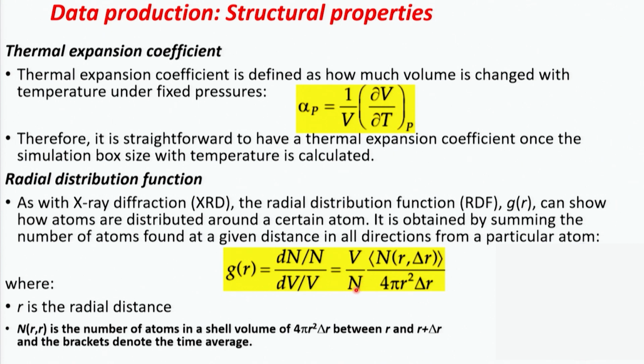So, this radial distribution function, one of the major outputs from the molecular dynamics, gives the structural characteristics of the materials. Okay. So, in the radial distribution, as in the X-ray diffraction, the radial distribution function here can show how atoms are distributed around a certain atom. So, it is obtained by summing the number of atoms found at a given distance in all directions from a particular atom. So, you just go on increasing the radius from a particular atom, and count how many atoms are there on each incremental spherical shell, as we increase the radius.